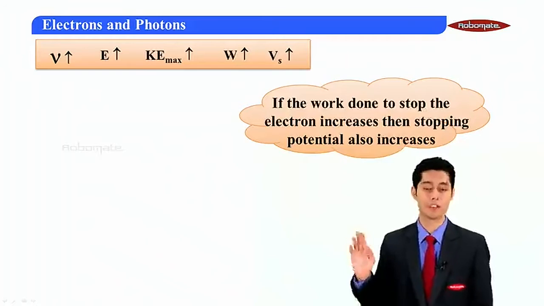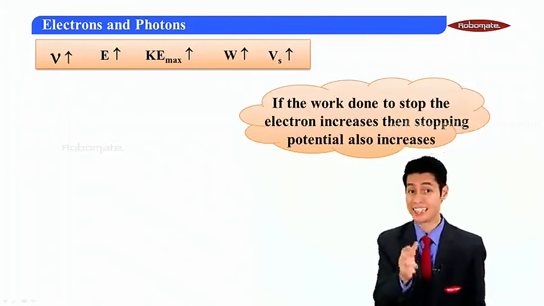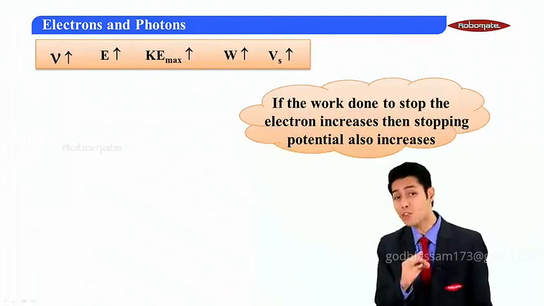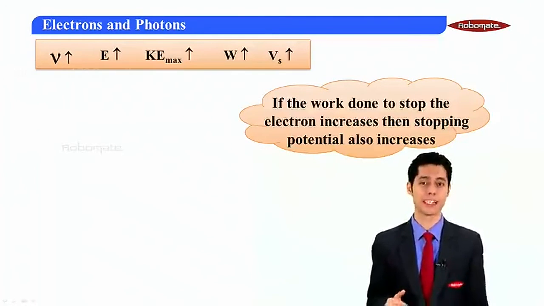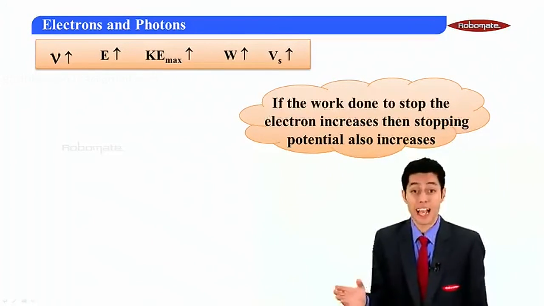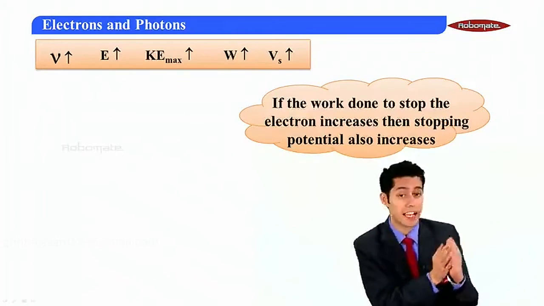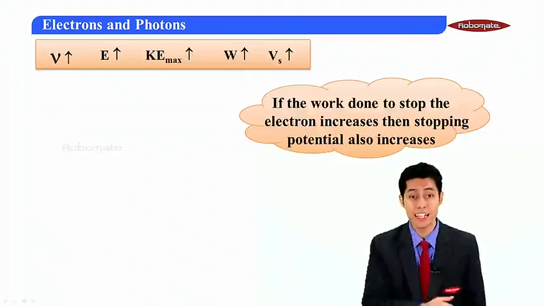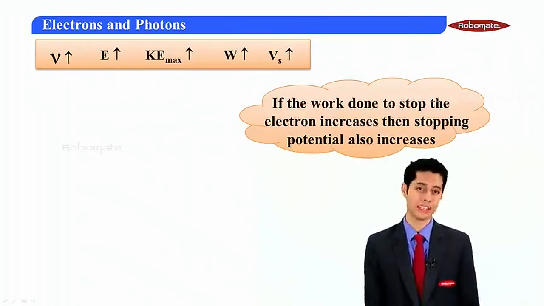So in short, I would revise it all. If the frequency of the incident radiation increases, then the energy of the photon increases. If the energy of the photon increases, then the maximum kinetic energy of the electron also increases. If the kinetic energy of the electron increases, then the work done to stop it should also increase. And if the work done increases, then the stopping potential should also go on increasing.